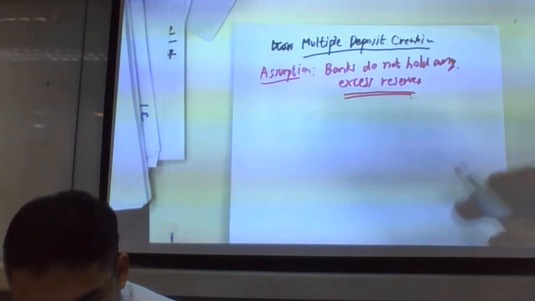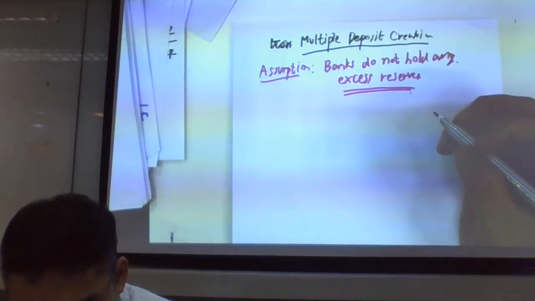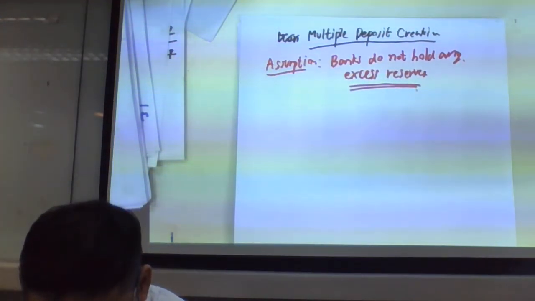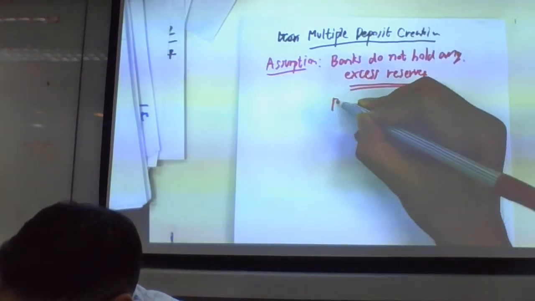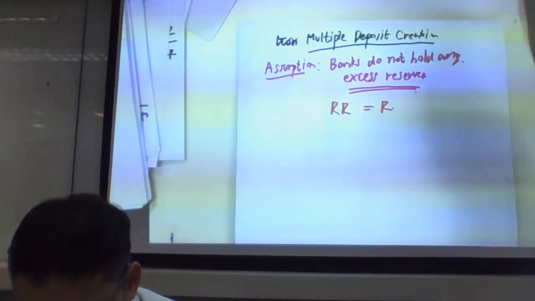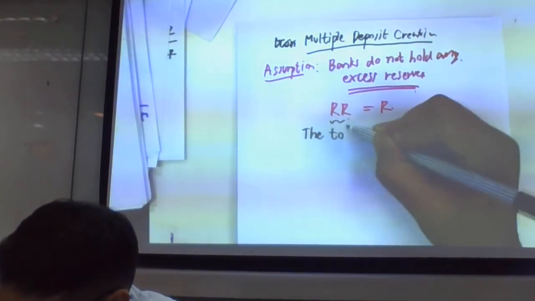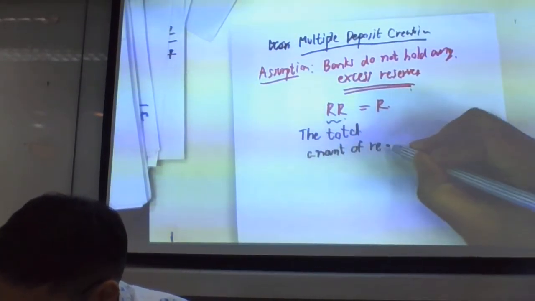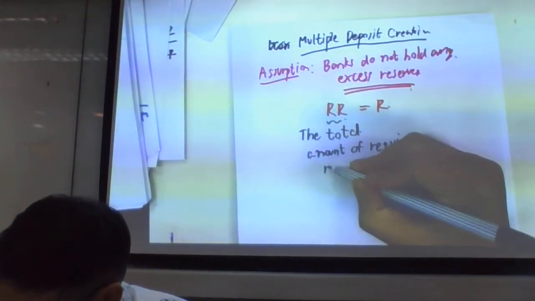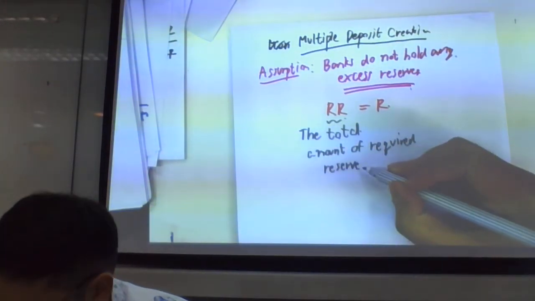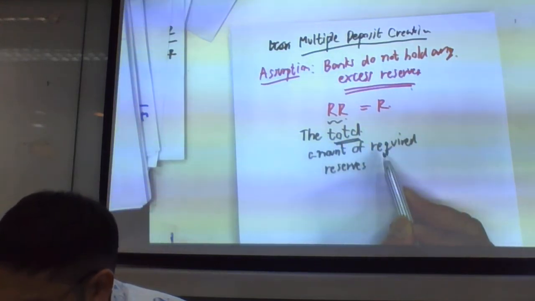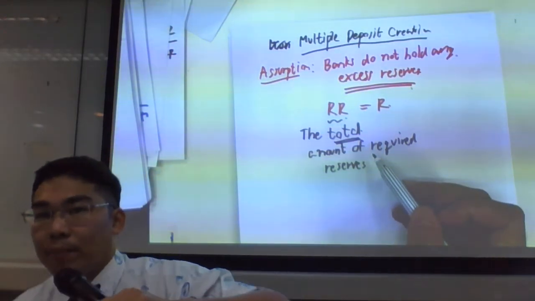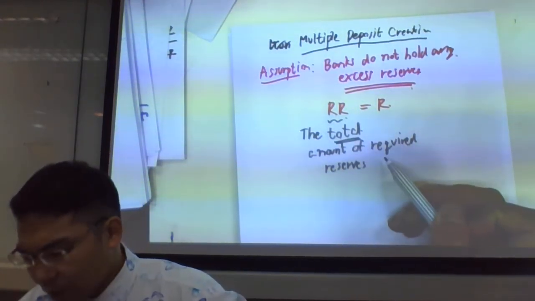As a result of this, let me write down first and then I will give you the explanation. This one is the total amount of required reserves. When I talk about the total amount of the required reserve, I mean the value at the bottom line from the table. So this one is the total amount of the required reserve.